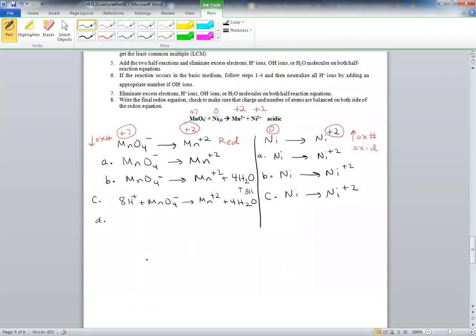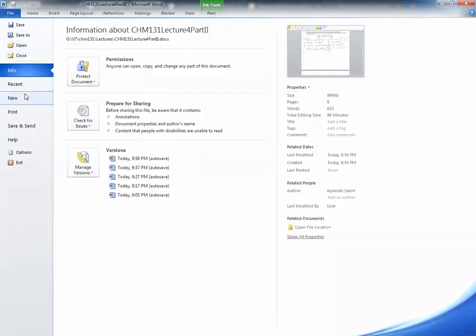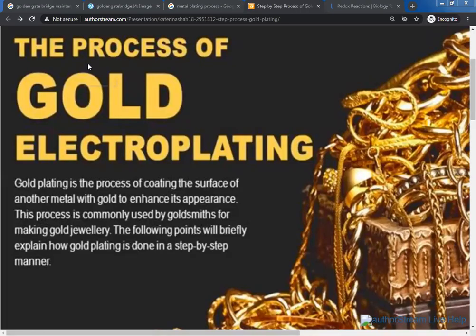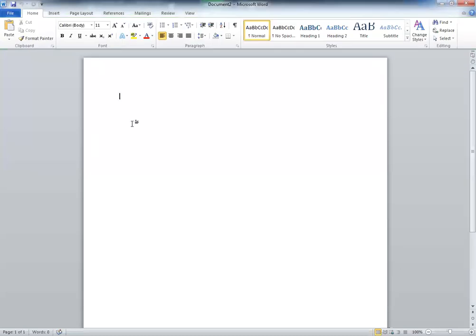In this case, we have 8 H plus, MnO4 minus, I'm going to put these in circles so we can see them, and then a plus 2. And on this side, we have a 0 and a plus 2. So pay attention to this. I'm going to take another page here to do this on the other side because I need to show you some visuals. So let's do one at a time and pay attention to this.